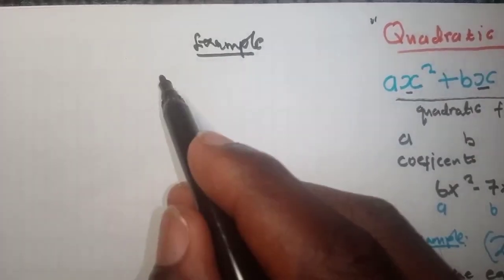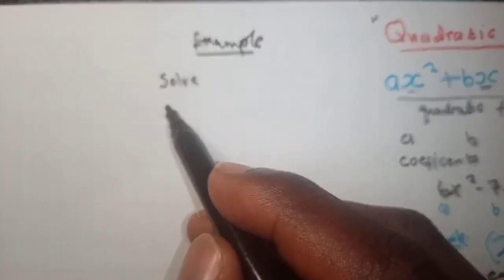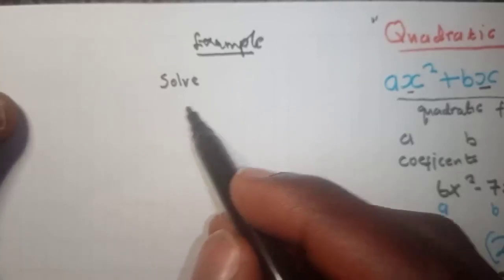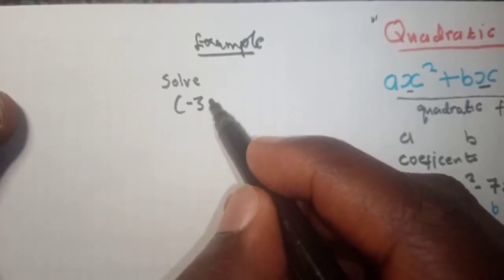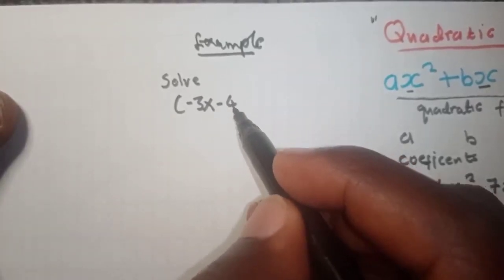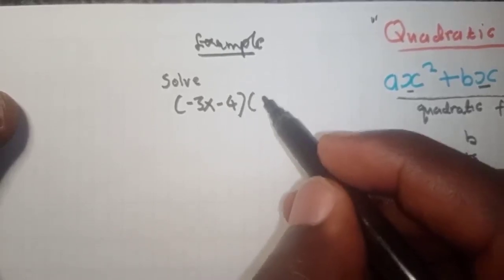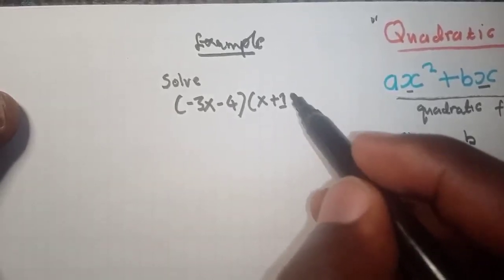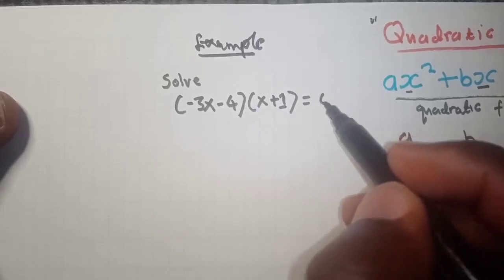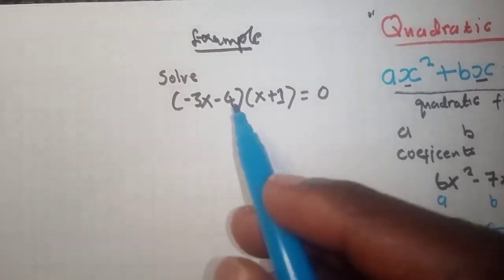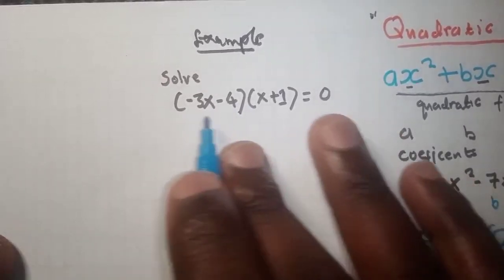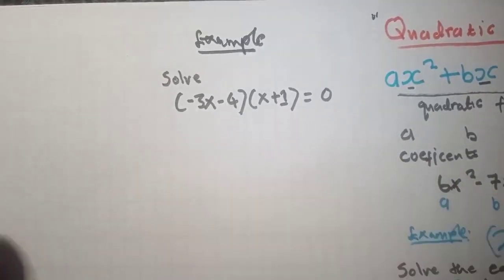So in this example you are told to solve, in brackets negative 3x minus 4, in brackets x plus 1 is equal to 0. So this one, we do the same thing. Convert it first to quadratic form. So we open the brackets here. How do we open the brackets?